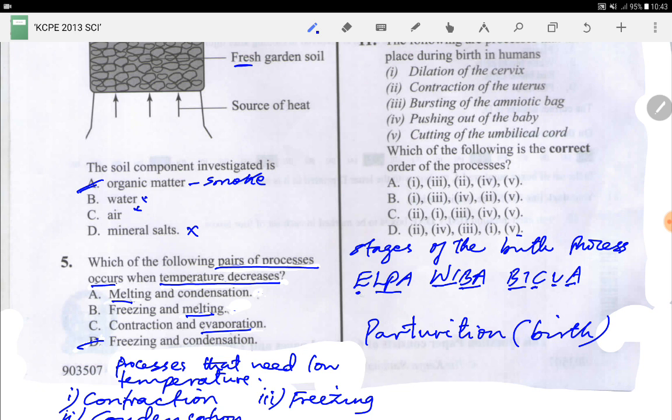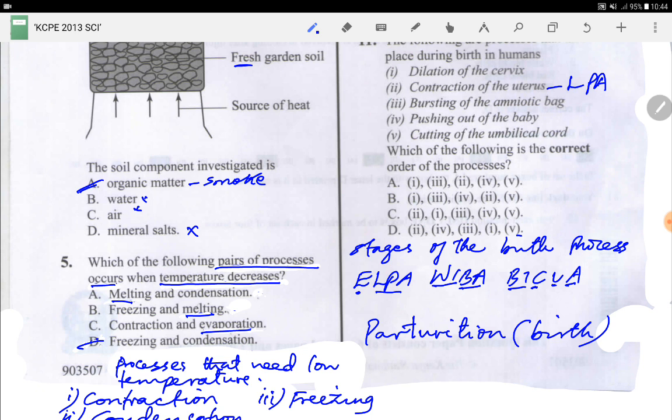Now, looking at what I have given in my acronym or mnemonic, I very quickly eliminate. I expect engagement to come first. Looking at Roman 1, dilation, Roman 2, contraction, Roman 3, bursting, Roman 4, pushing out of the baby, Roman 5, cutting of umbilical cord. So there's nowhere I have engagement. That is something to make me worried. I move on to the labor pain. Dilation of the cervix is not about the labor pain. I move on to Roman 2, contraction of the uterus. Contraction of the uterus is what causes the labor pain. So this is my labor pain, LPA. So my LPA here comes first, meaning Roman 2 comes first.